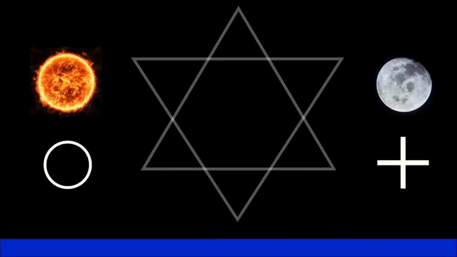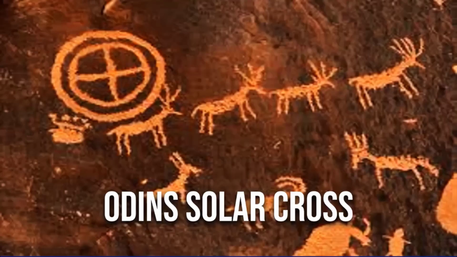So if you look at it from this perspective, we see that star in the center. Remember, the upward triangle is the sun. The downward triangle is the moon. This is mother and father. This is heaven and earth. This is circle and square. When the circle and square come together, that's when we're getting the solar cross. That's when we're getting the child. That's when we're getting Shamash. This is also known as Odin's solar cross.